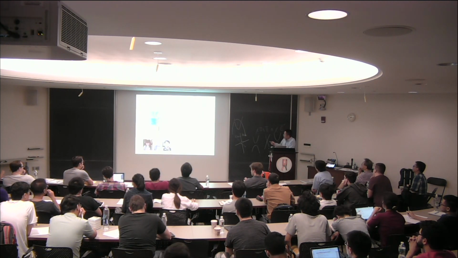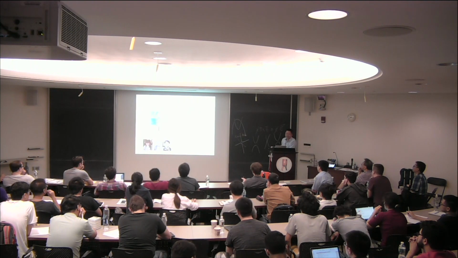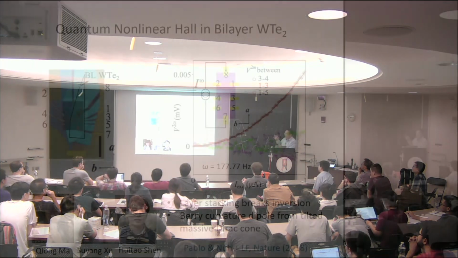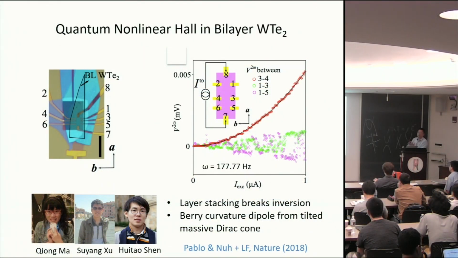So I've described that monolayer tungsten ditelluride is a 2D TI. You take two layers together, it's not topological anymore, because a 2D TI has a Z2 index, and 2 layers is equivalent to topologically trivial. However, it turned out to have a very large barrier curvature dipole, as I'll describe.